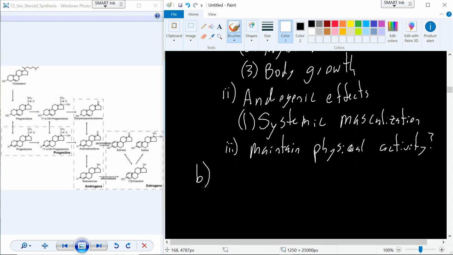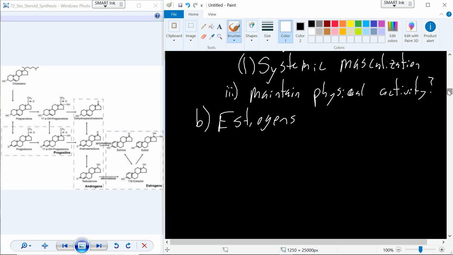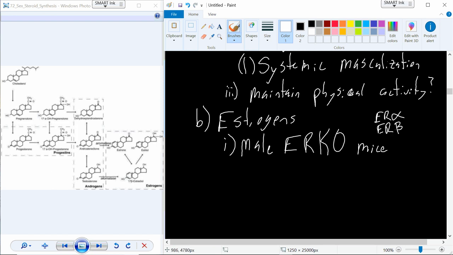So while we're on the topic of the systemic roles of the androgens, why don't we also take a look at the systemic roles of the estrogens? Now, we already know that the estrogen is actually going to influence the masculinization process of the male brain, but are there any estrogenic effects after development and at other times during the life cycle of mammals? So if we look at what are called male estrogen receptor knockout mice. These are mice where one of the estrogen receptors, we have two that are classical or canonical, estrogen receptor alpha, we have estrogen receptor beta.